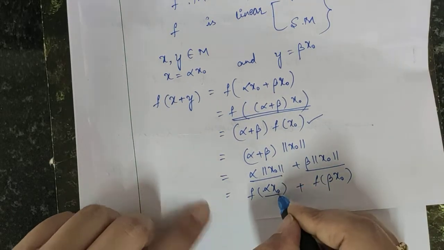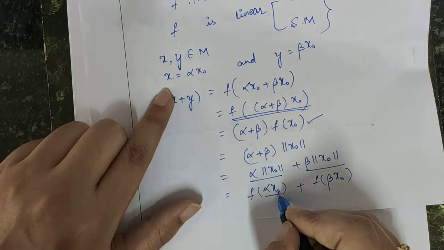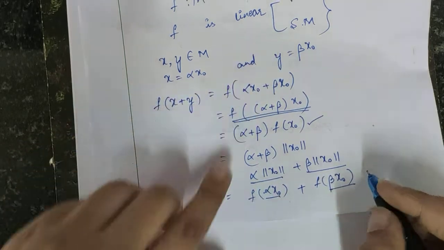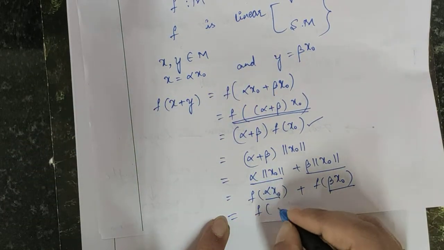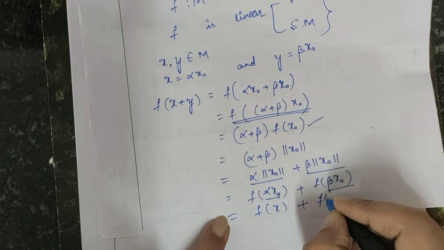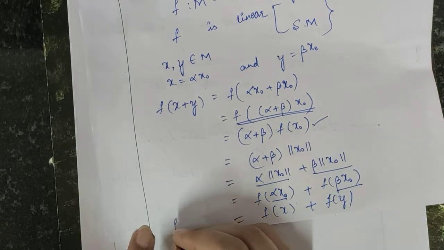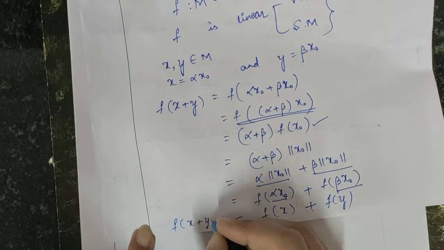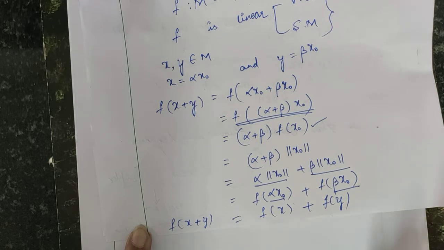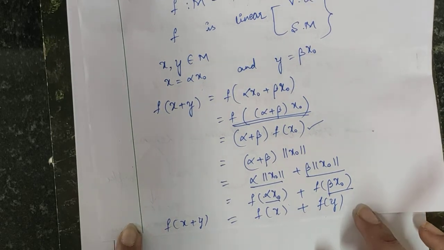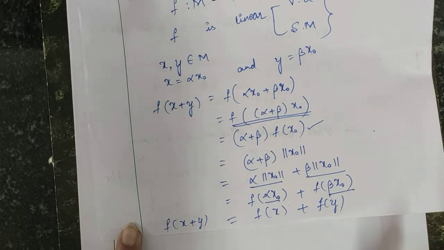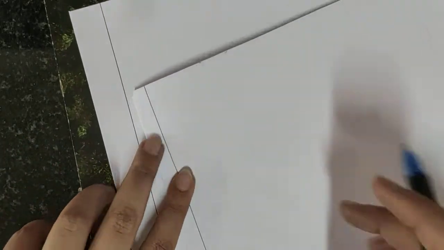So again, what is alpha x0? It is x, and beta x0 is y. So we can rewrite this as f of x plus f of y. So f of x plus y is equal to f of x plus f of y. From this I can say that f preserves vector addition. Similarly, let's prove for scalar multiplication.